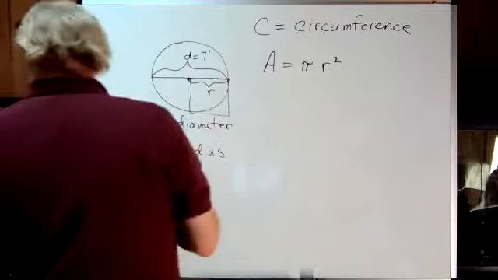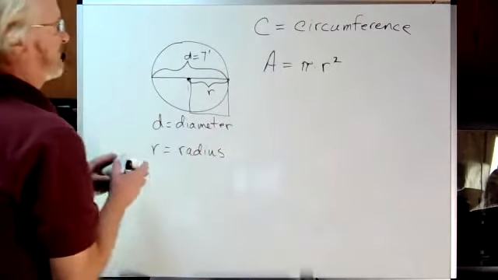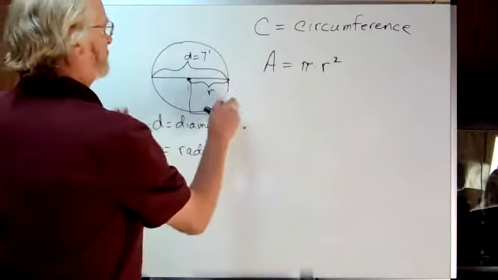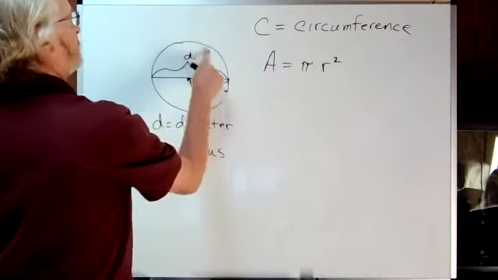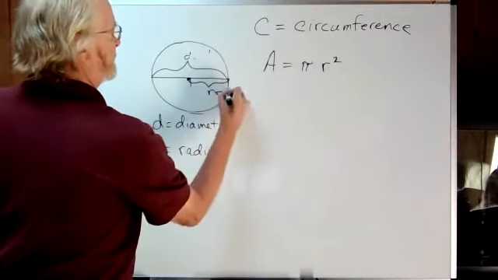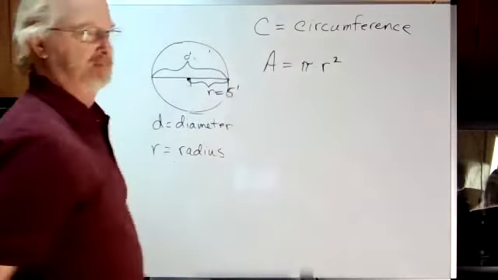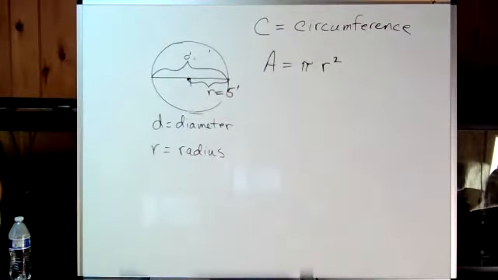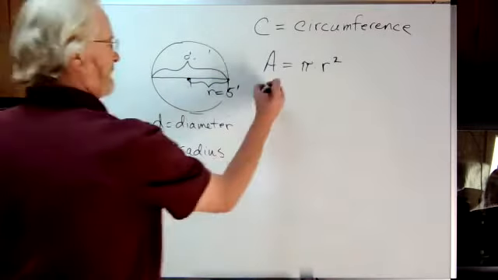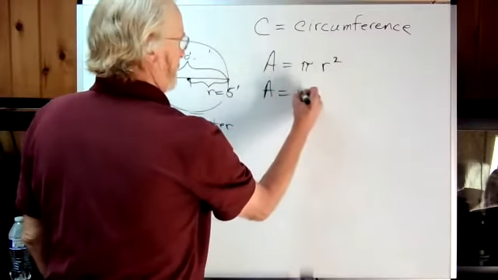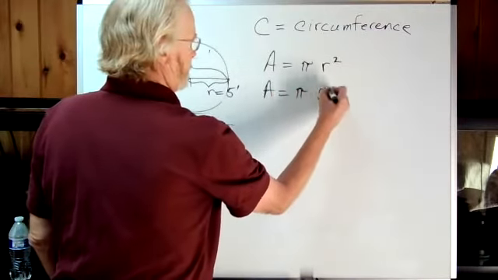So let's get rid of some of my other junk in here. Back up again. Let's say I know this radius is, say, 5 feet. That radius is 5 feet. Plugging it into the formula, the area is pi times 5 squared.